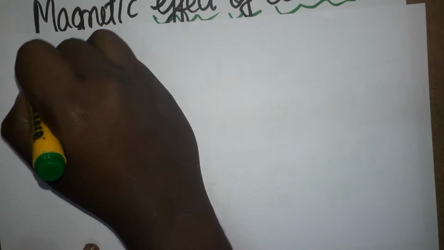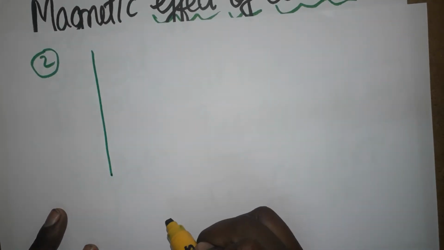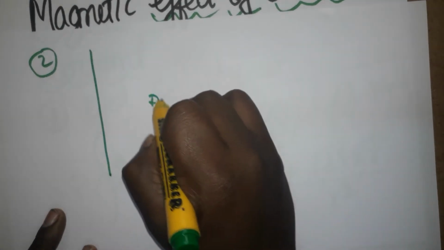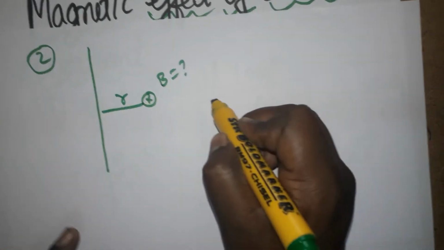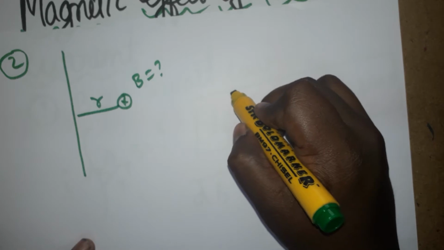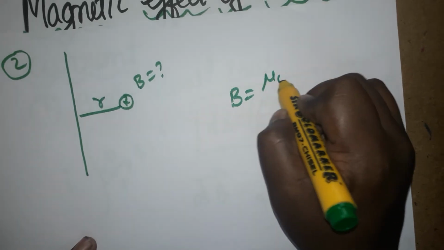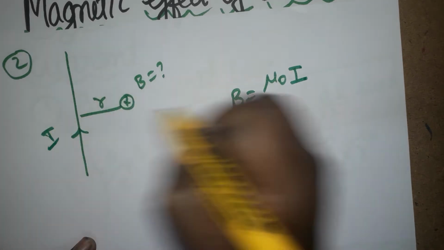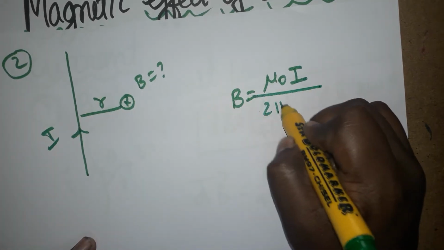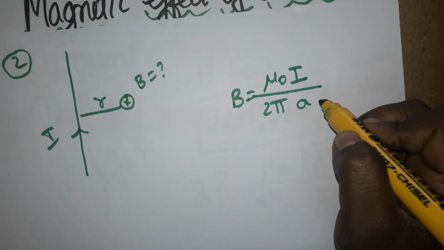The second formula: magnetic field due to a straight current carrying conductor. It is infinite. What is the magnetic field at a point at distance r from the wire? B is equal to mu naught, the constant, I, the current flowing in the circuit, divided by 2 pi a.